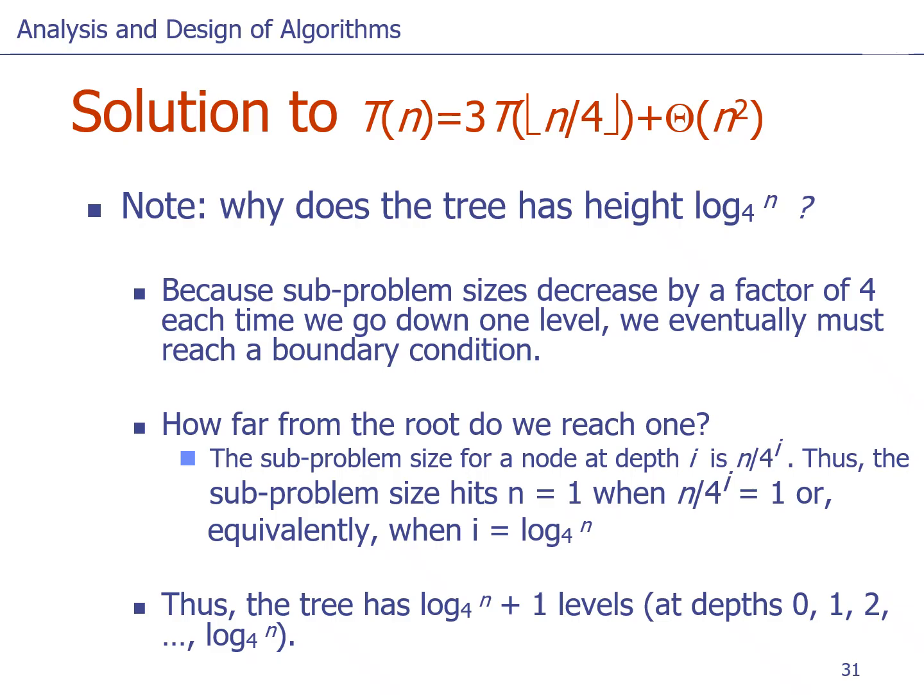Where am I getting n divided by 4 to the i equal to 1? The 1 is the size of the value of n at the leaf level. And n divided by 4 to the i is the number of nodes at the leaf level divided by the height, which should be giving me 1.